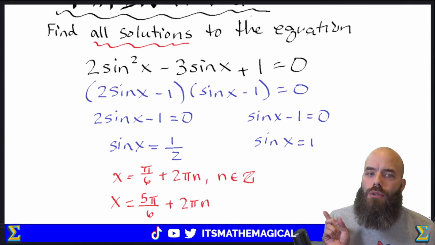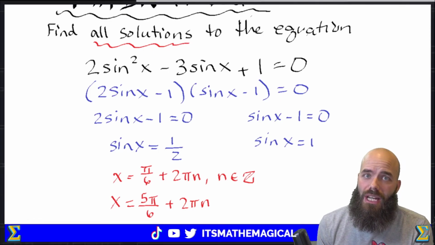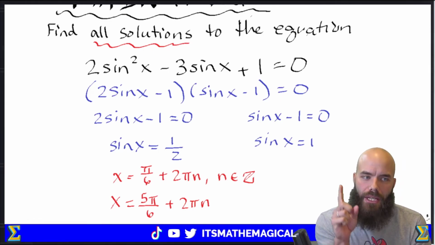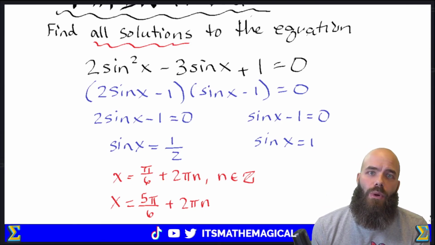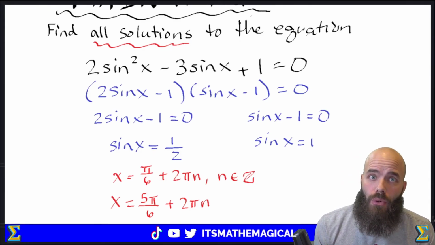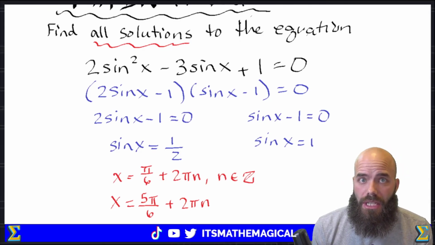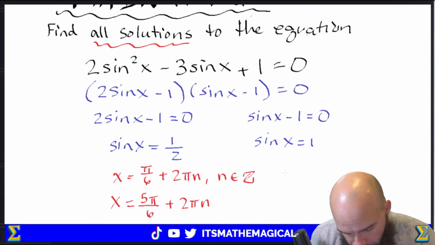So those two expressions will give me the solutions to the left equation, sine x is equal to 1/2, but we also have to think about sine x being equal to 1. And so where does that happen? Well, that happens at pi over 2. So the remaining portion of our solution set would be x is equal to pi over 2 plus 2 pi n.